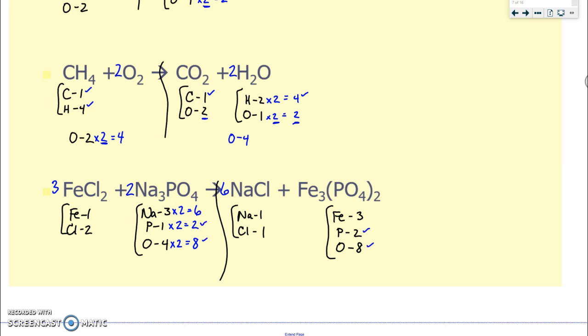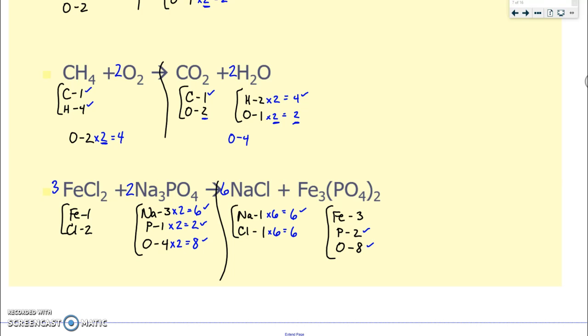Now I've changed sodium. So I have 6 sodiums on the reactant side and only 1 on the product. So now I need to multiply by 6. I also have to multiply the Cl by 6 because it's in the same compound, same bracket. So now my Na's match, and now I have to deal with my Cl's.